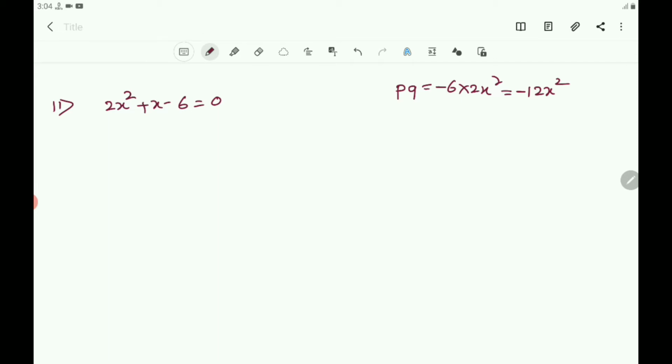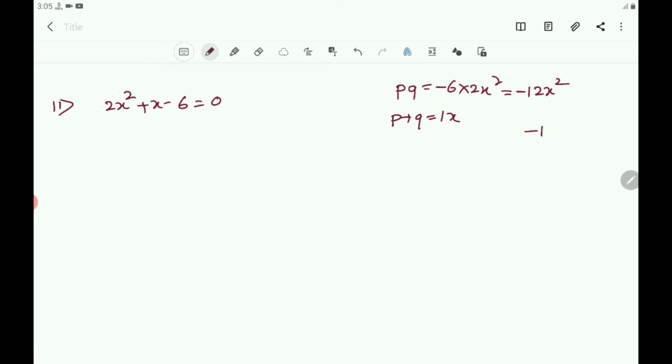Minus 12x square, and the sum of the terms, that is the middle term, p plus q equals 1x, means 1x, and the product is having a negative sign, minus 12x square. As the product is having a negative sign, the factors are having different signs, and you must take the difference of numbers here.